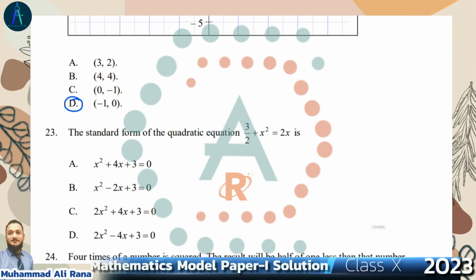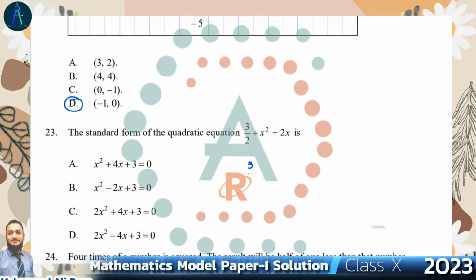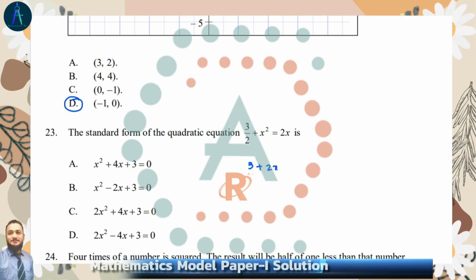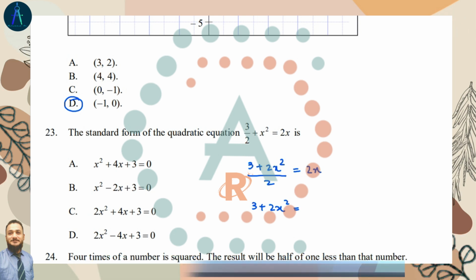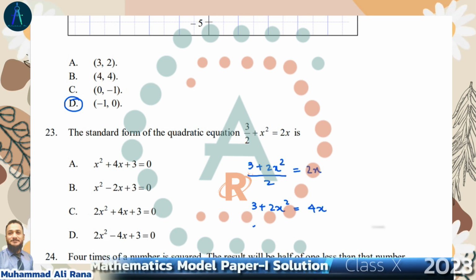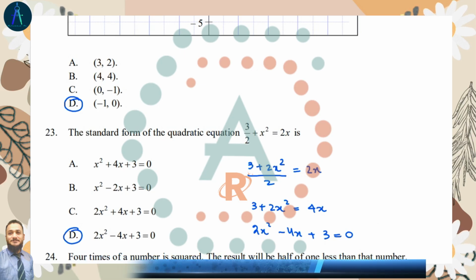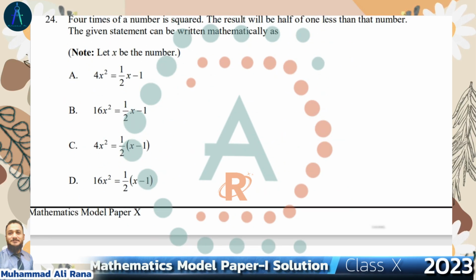The standard form of this quadratic equation. So let's find the standard form of the quadratic equation. Here we take the LCM of 2. So this becomes 3 + 2x square divided by 2 is equal to 2x. So 3 + 2x square is equal to 4x, and 2x square minus 4x plus 3 will be equal to 0. So option D becomes the right answer.